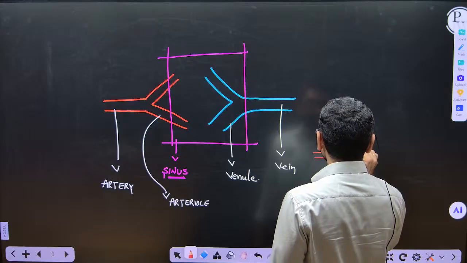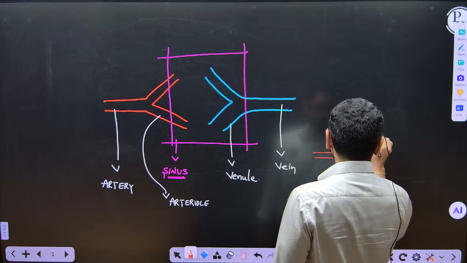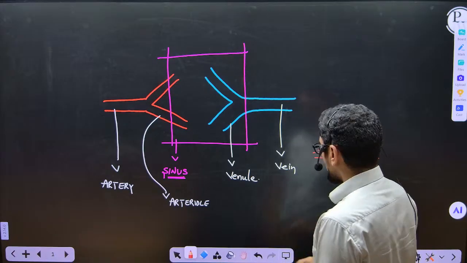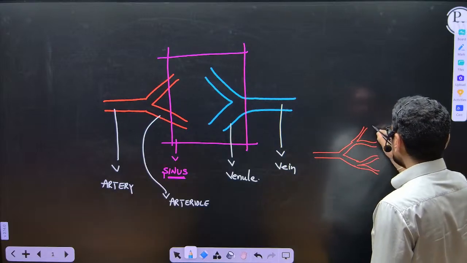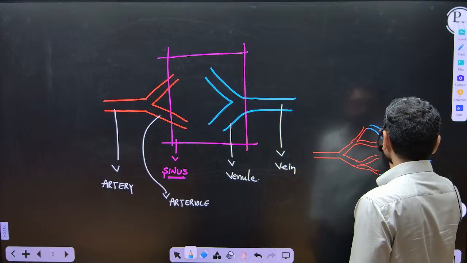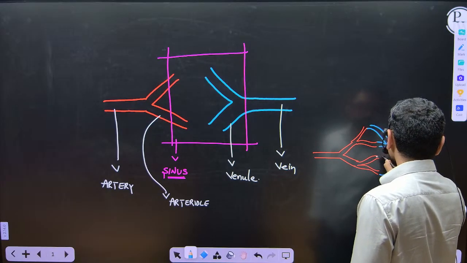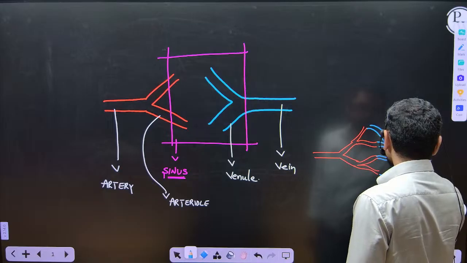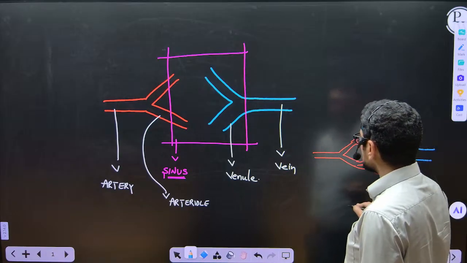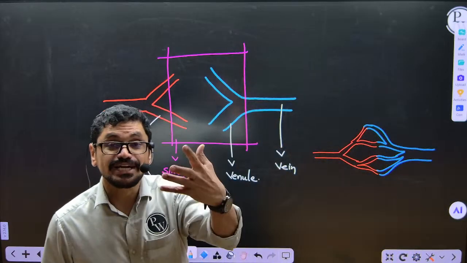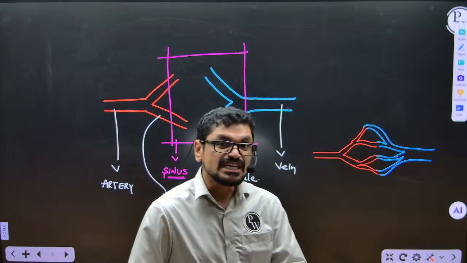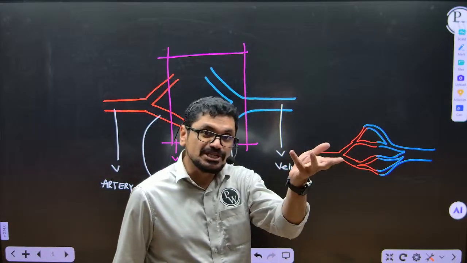Let me draw a rough diagram of what I represented in the last class. This is the artery, which divides to form arterioles. These arterioles divide to form capillaries like this. So these are capillaries. Venules combine to form veins. This is the diagram I represented in the last class. This is closed circulation, my dear friends, where blood passes through a series of blood vessels varying in diameter.